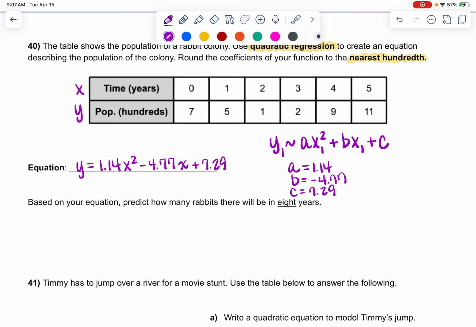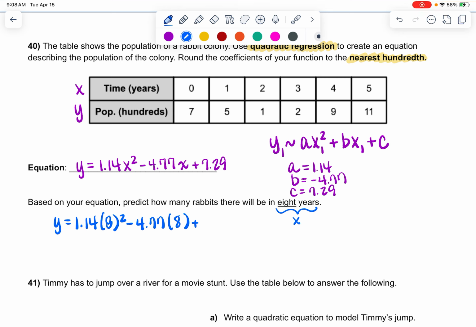All right, and then the secondary question, of course, the whole reason we do this is so we can make predictions about what may happen in the future or in between these 0 to 5s. It says, predict how many rabbits there will be in 8 years. Well, 8 years, that's time, so that's our X variable, time in years. They want us to plug in an 8 for the X's and see what we get out for the Y's. Now you can do this by hand if you want to, by taking the equation we just found, and everywhere we see an X, we can plug an 8 in.